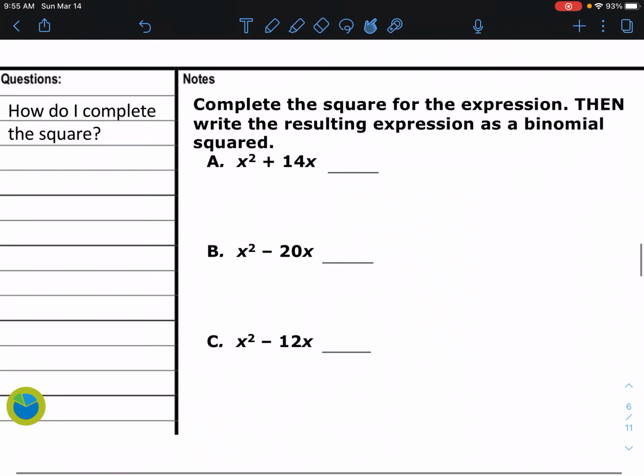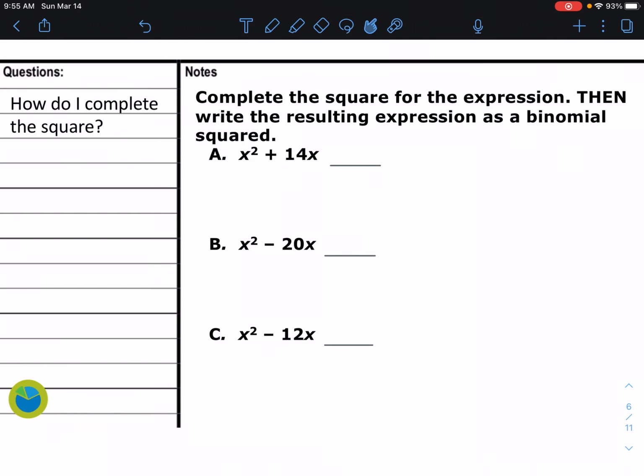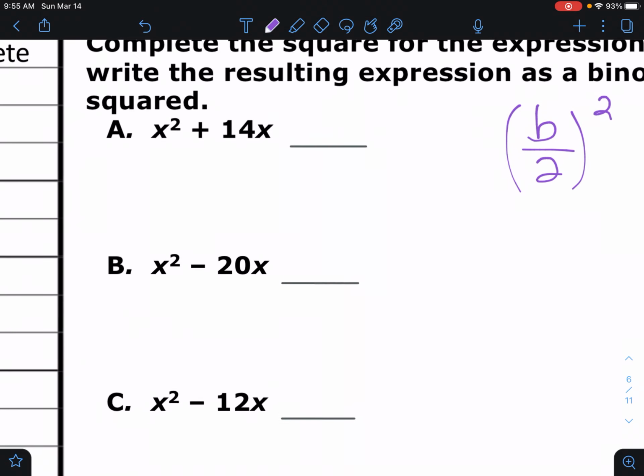Okay, so how do we do this? We just kind of talked about that. To complete the square, you're going to use (b/2) squared. Now you can do this in your head a lot of times. So you might say, well, for part A, what is my b value? It's 14. So I might say, all right, 14 divided by 2, and that is 7. And then you're going to square that. Okay, so that would be 49.